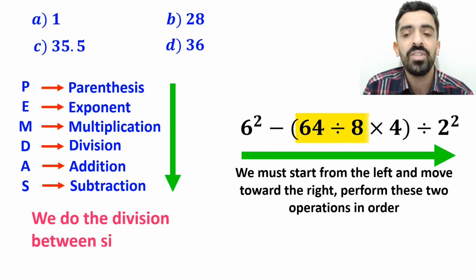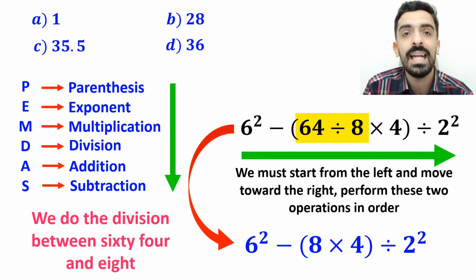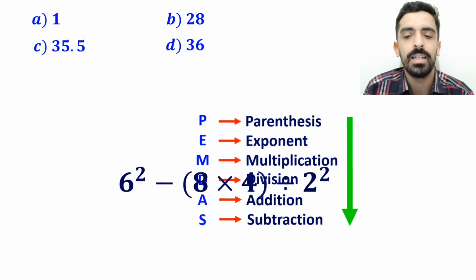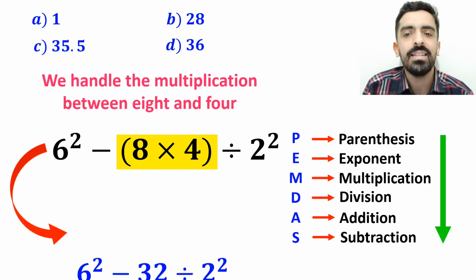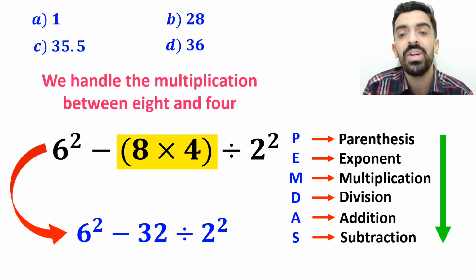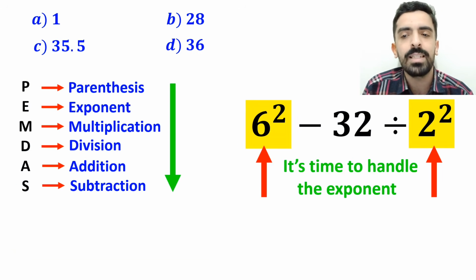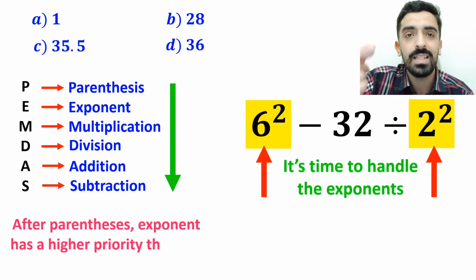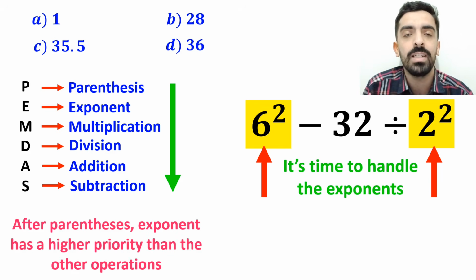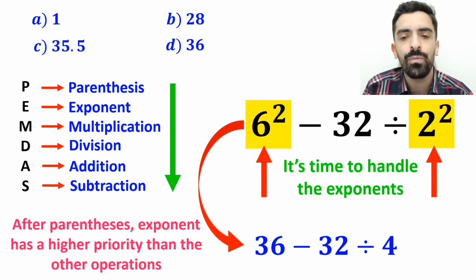So, first we do the division between 64 and 8, and this expression simplified to 6 squared minus 8 times 4 inside the parentheses, then divided by 2 squared. And the next step, we handle the multiplication between 8 and 4, and this expression simplified to 6 squared minus 32 divided by 2 squared. Next, it's time to handle the exponents, because according to the PEMDAS rule, after parentheses, exponent has a higher priority than the other operations. So, we can write this expression as 36 minus 32 divided by 4.